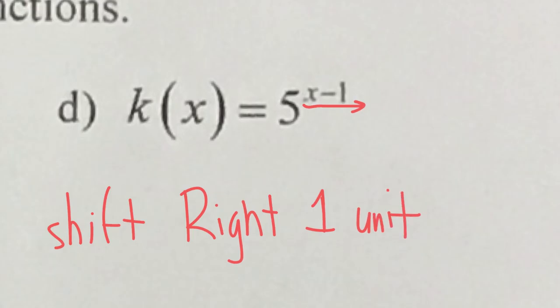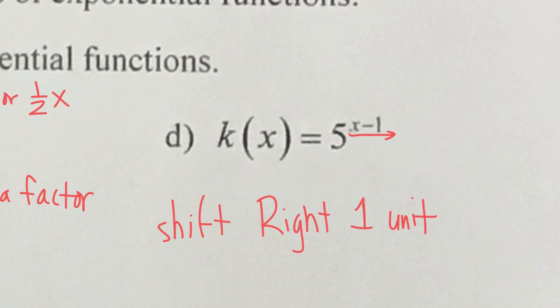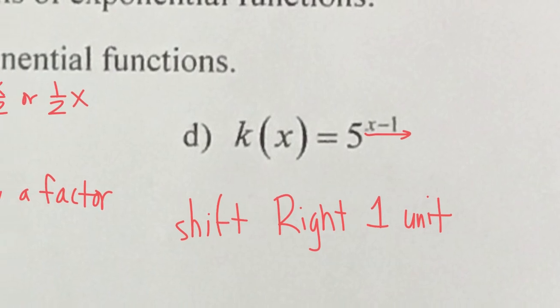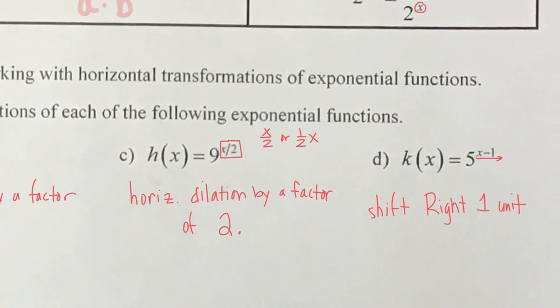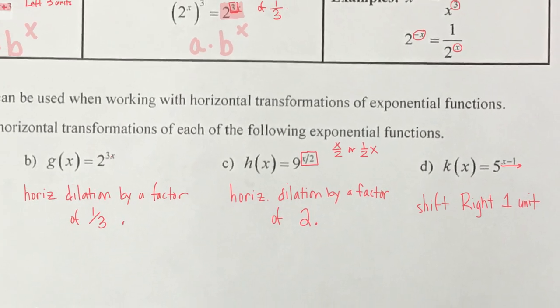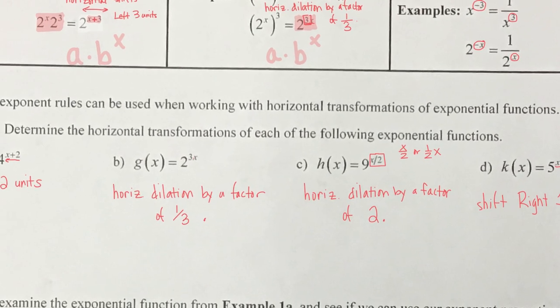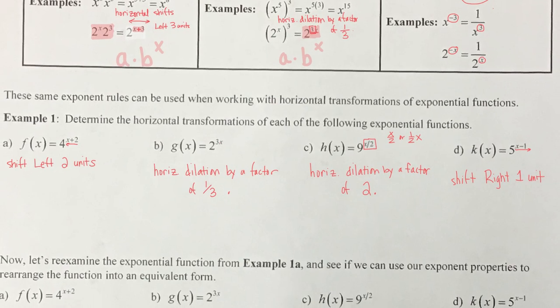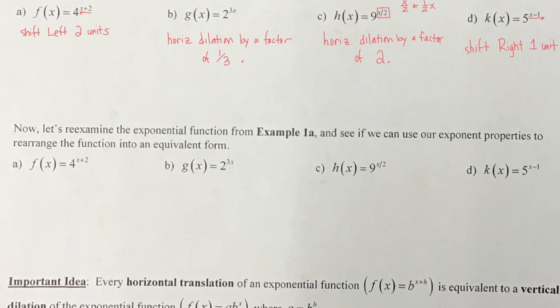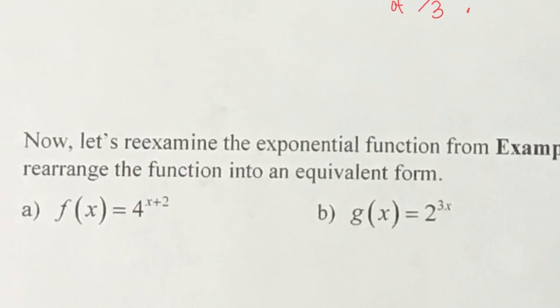So every time we have a transformation happening in the exponent, right? That's always a horizontal transformation, and it's always opposite of whatever the sign or the operation happens to be. Okay, hopefully we remember that from Algebra 2. That happens a lot. Okay, so now let's get in with our algebraic manipulation.